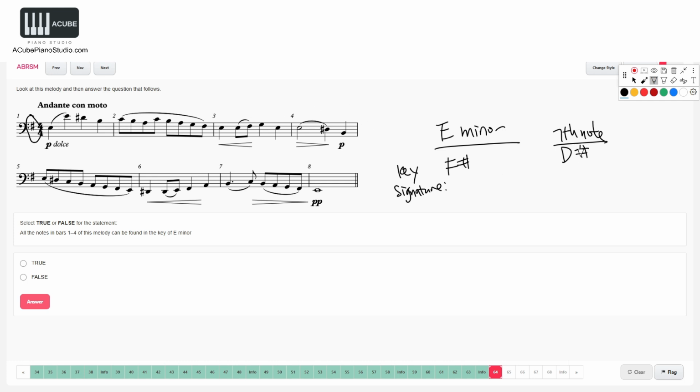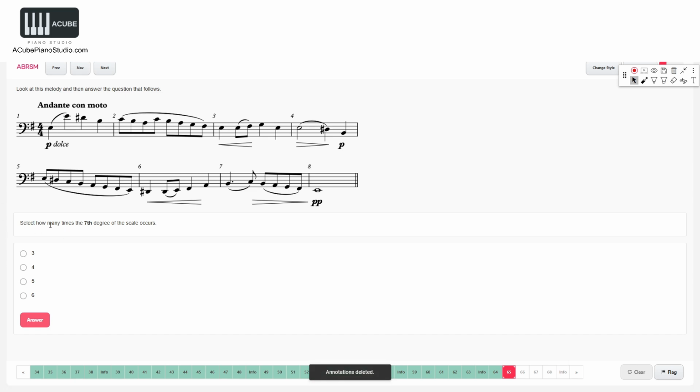Okay, but if you want any sharp, the only sharp that you can have is D sharp. So I don't see anything, I only see these two notes with sharp. Let me check whether they are D sharp. So yes, this note is D and it has a sharp. This note is D also and is D sharp. So yes, they all form part of bars 1 to 4. All the notes in bars 1 to 4 of this melody can be found in E minor. This is true.